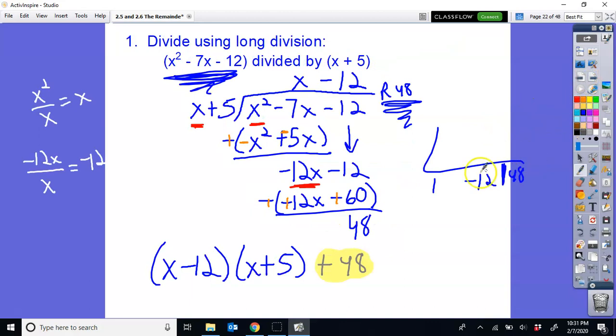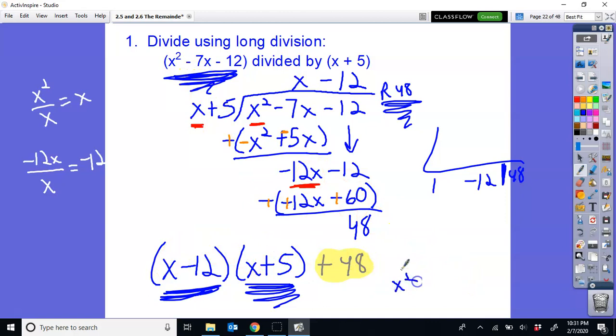Again, going back to the one we looked at right here, we divided by x plus 5. We got x minus 12, but there was a remainder. So we know that x minus 12 times x plus 5 is going to be close to this, but we have to add 48 to actually get to this. Real quickly, I'm going to show you what that looks like.